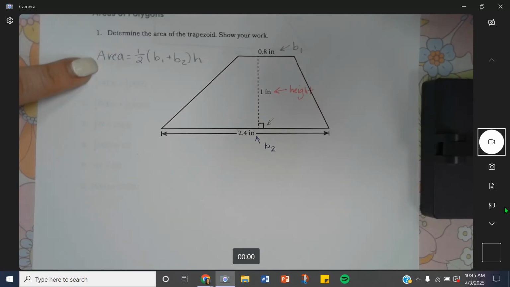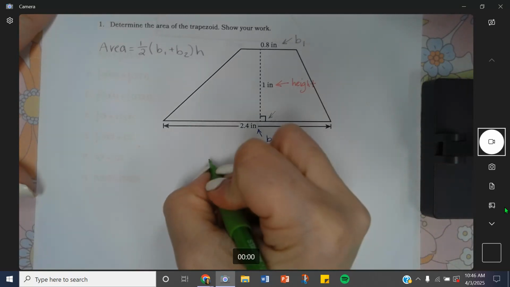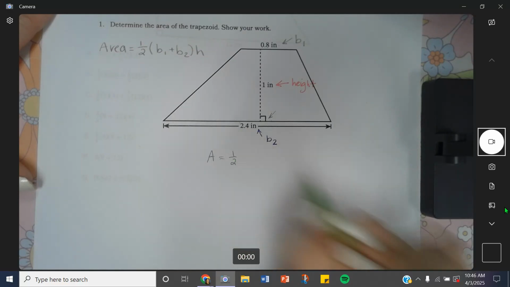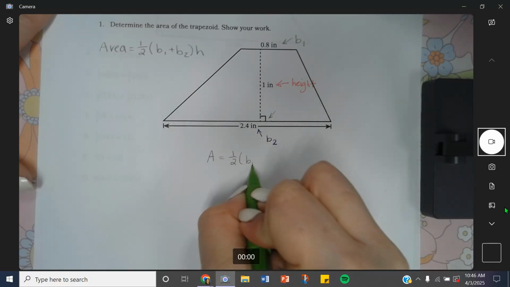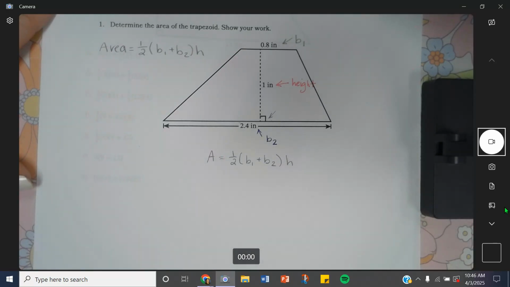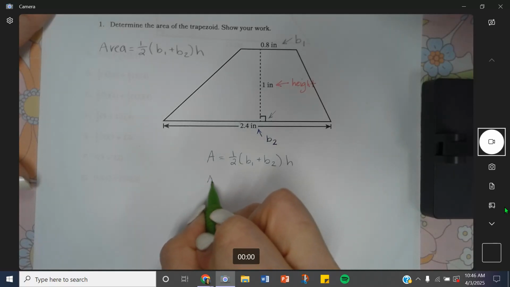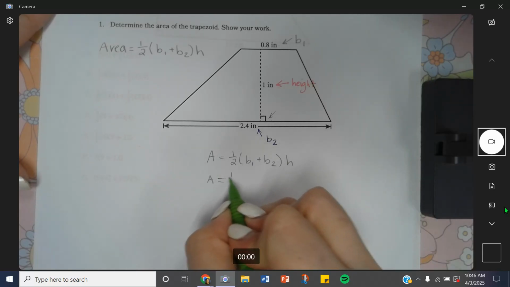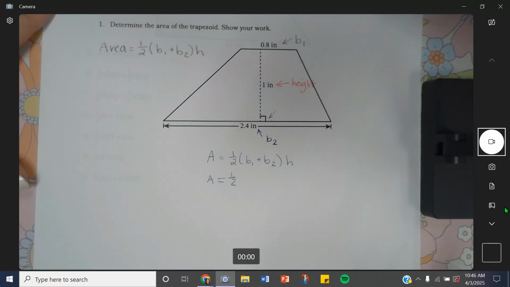Alright, now we have our formula for area. Let's go ahead and fill it in with the information that we are given. So for area, we have A equals 1/2 times base 1 plus base 2 times our height. Let's substitute all of our information with what we know. We do not know our area, so we'll rewrite our A. We'll bring down our equal sign. We are not using our 1/2, so I'll bring that down.